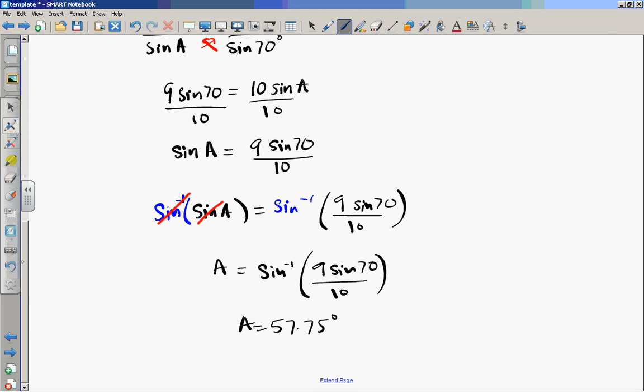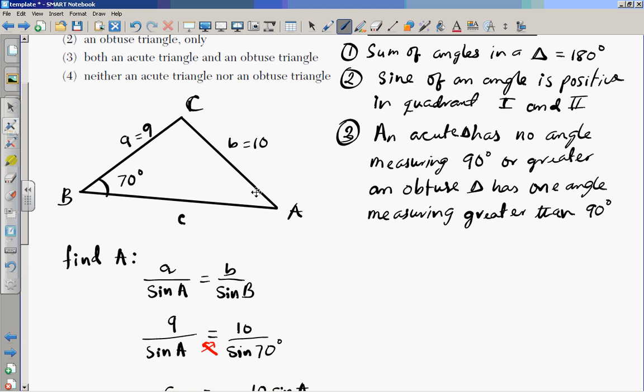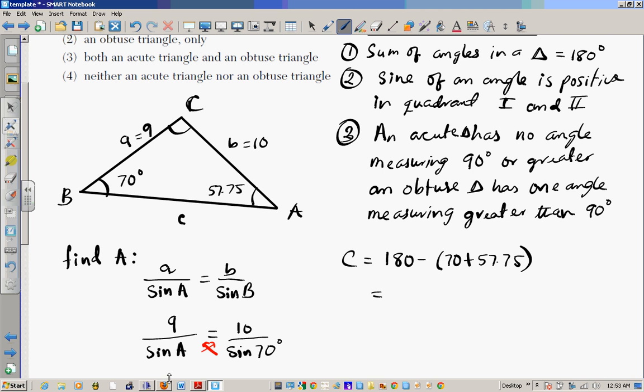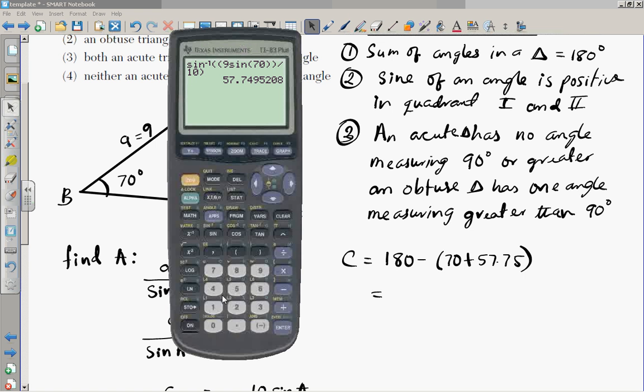Alright, so we're done with the heavy lifting. Now let's go over here. So this angle here is 57.75. So this is 70 and that's 57.75. What is this angle going to be? So angle C is going to be 180 minus 70 plus 57.75. Alright, so let's do that with the calculator. 180 minus 70 plus 57.75. It's not approximate, 52.25.